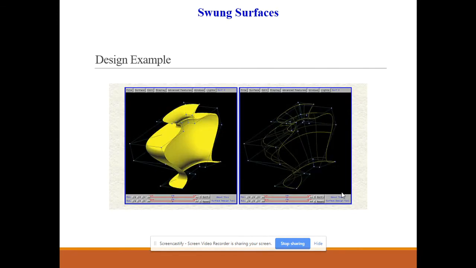Here is one of the design examples for swung surfaces. This is like a flower vase which is cut as a cross section. As you can see, these are all the control points using which we designed a surface. This is the swung surface design example.